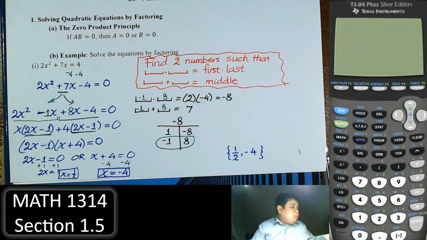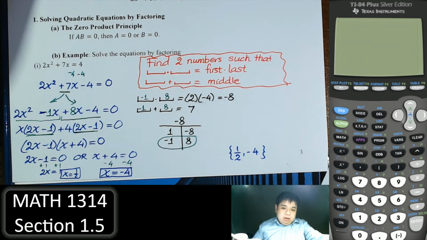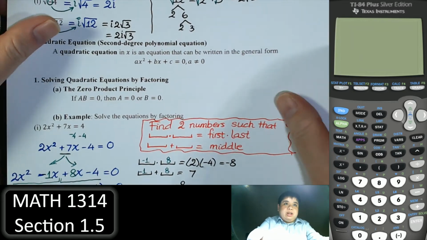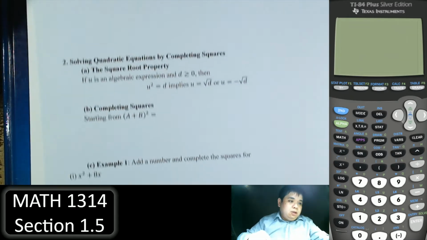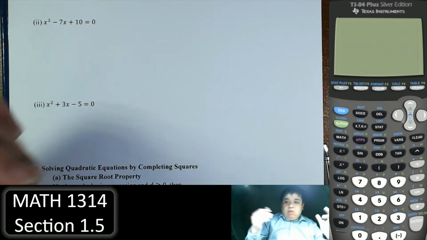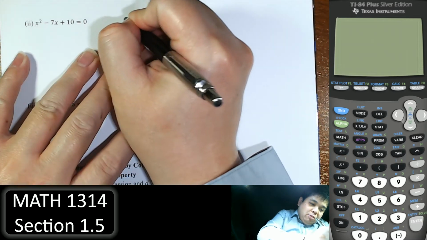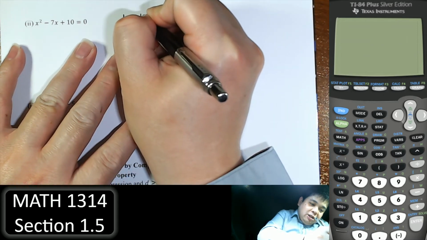Right, that's simple enough. So that's how we do the factoring, and using factoring to solve quadratic equations. Right, next, I have x squared minus 7x plus 10. The same way we do factoring, right? So we find two numbers that multiply together.